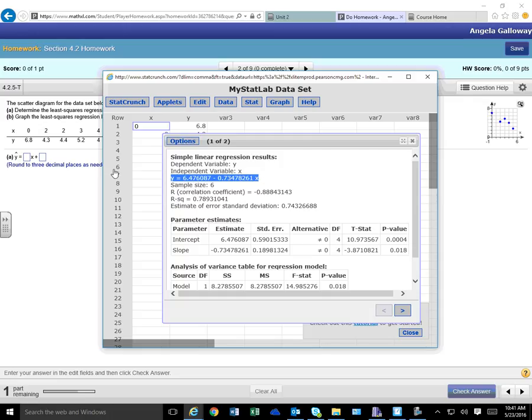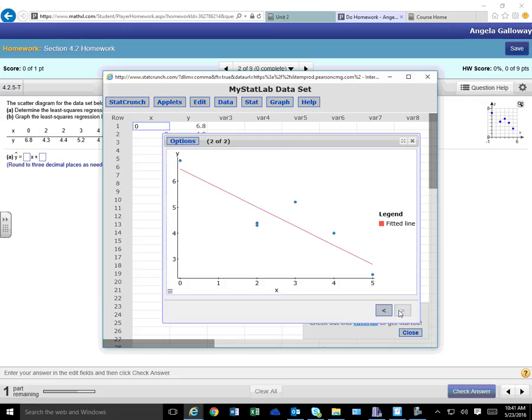So it says round to 3 decimal places, so we'd only need 3 decimal places there that we'd need to round to. It tells us what our sample size is. That just kind of is a double check to make sure you put all your data in correctly. Here's our R value and the R squared. Okay, and so that's really all you need for your example.